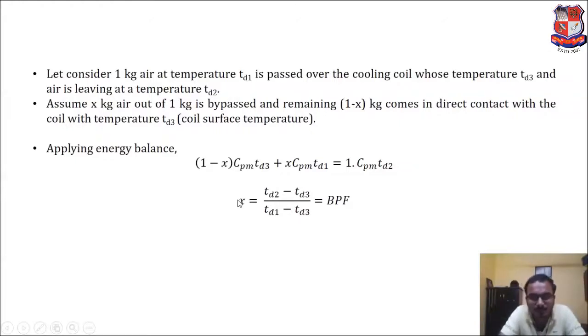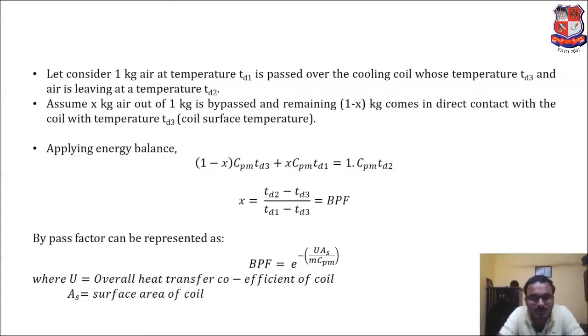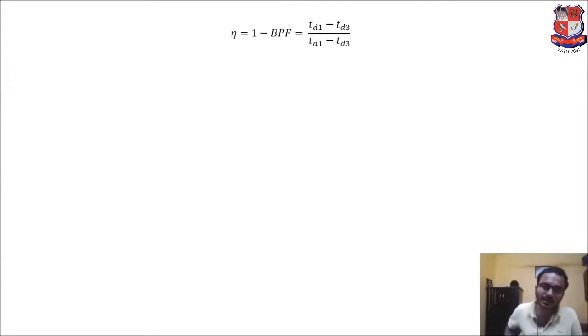So this is defined as bypass factor, and bypass factor can also be represented by this formula, in which U is the overall heat transfer coefficient of the coil, AS is the surface area and M is the mass. We will simply remember this formula and not derive it. And the efficiency of sensible cooling is defined as 1 minus bypass factor.